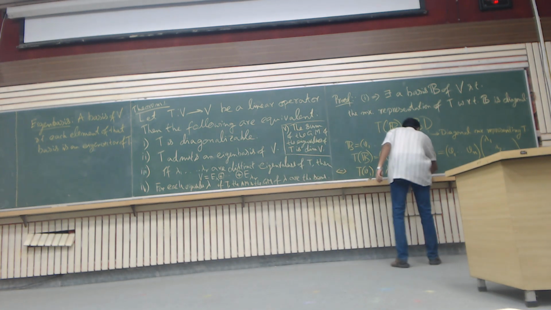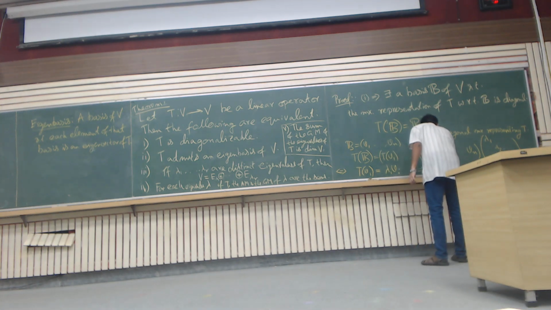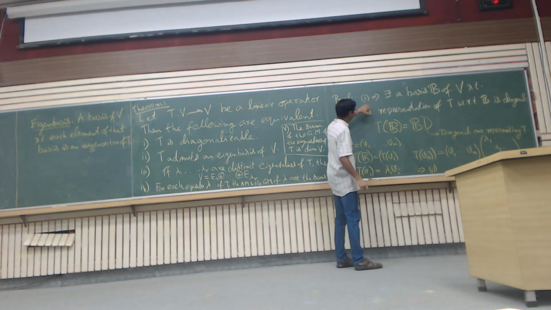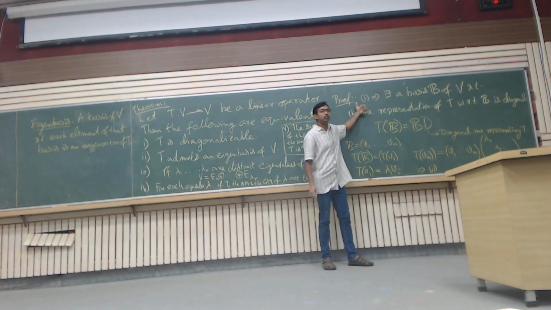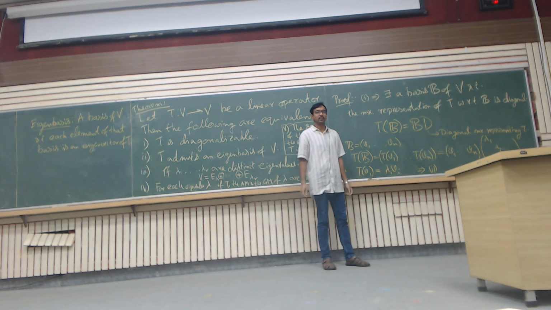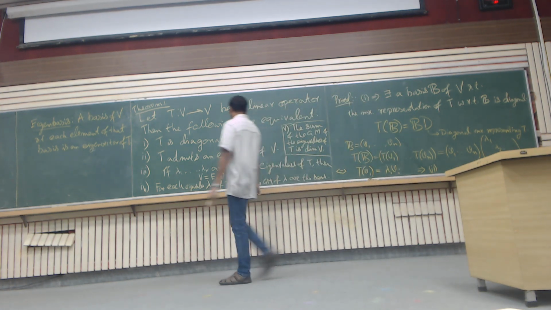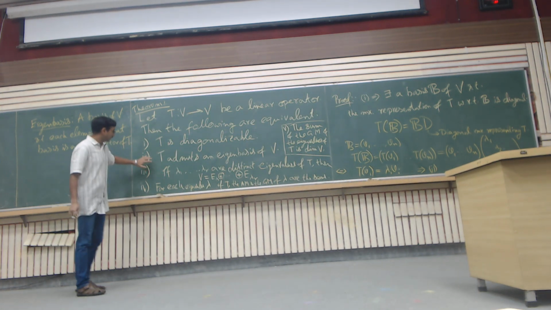So, this implies 2. Whatever we have done here to get from 1 to 2, we can trace it back and get 1, that T is diagonalized. So 1 implies 2 is kind of obvious.